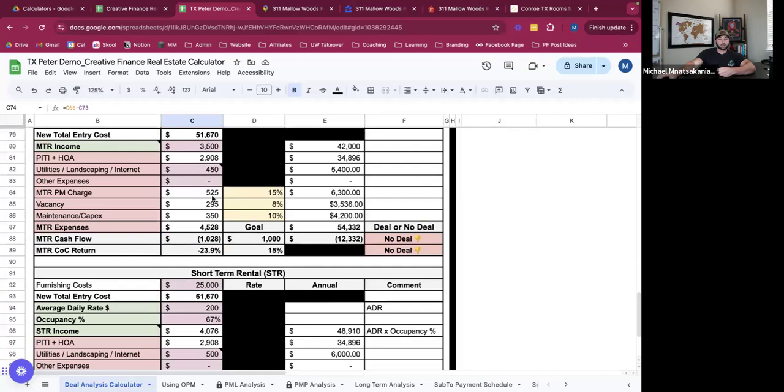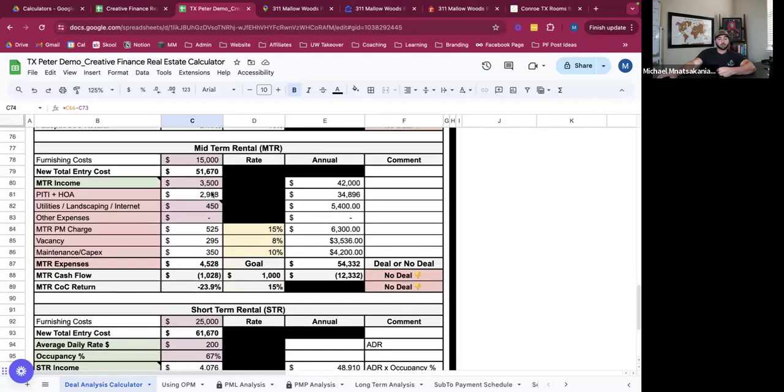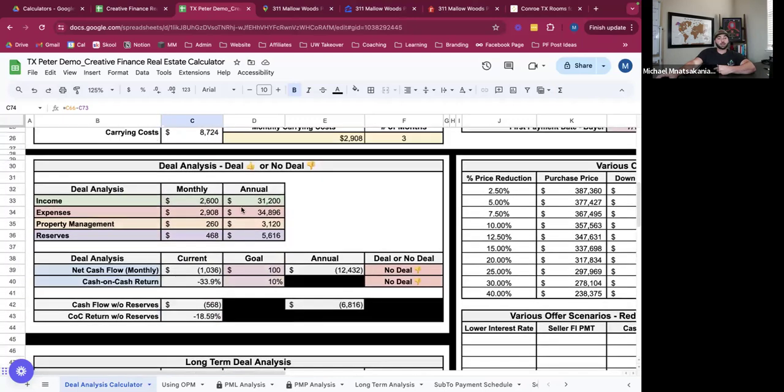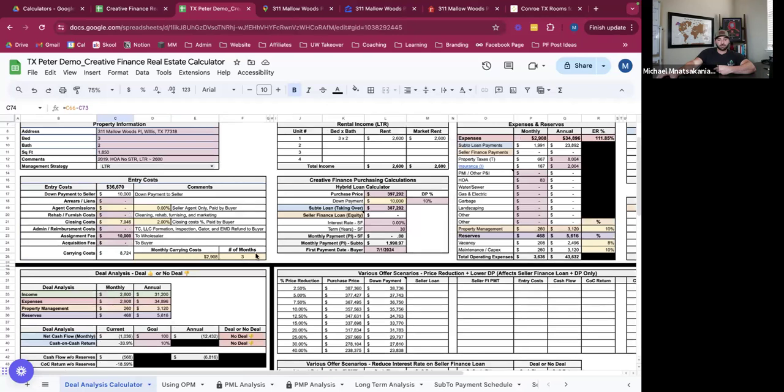Do I care if it works as a midterm or short term? No, because it's losing so much as a long-term rental. There's more deals to buy. And what can you negotiate? That's the fun part. So what do you do with this information that you now have?